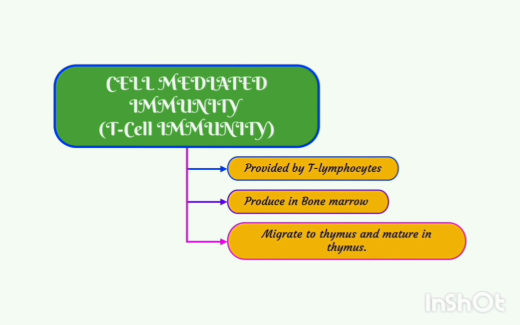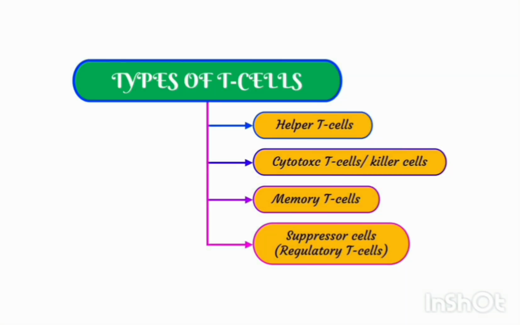Now, next is cell mediated immunity. It is provided by T lymphocytes or T cells, hence also named T cell immunity. T cells are produced in bone marrow by the process of hematopoiesis, but these cells migrate via body fluids to the thymus and mature there. So, the next is types of T cells.